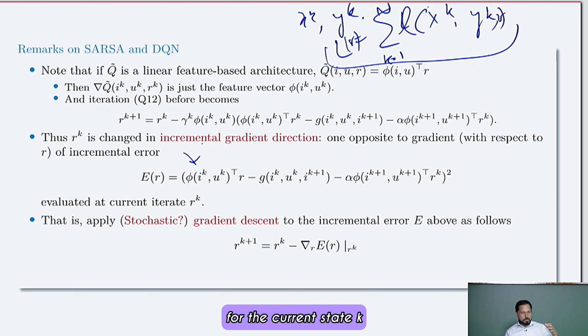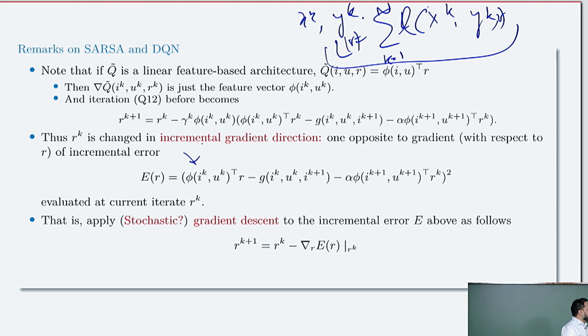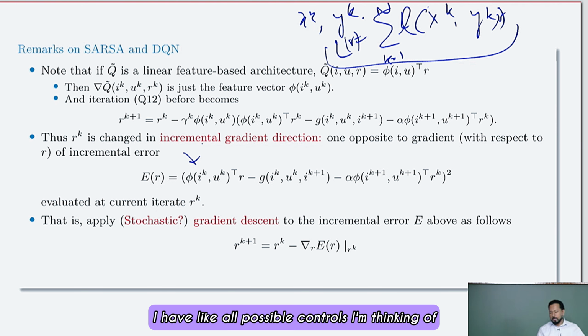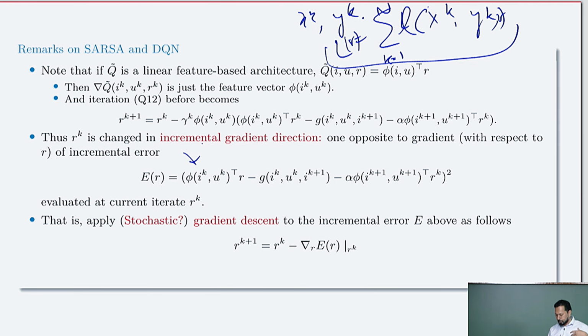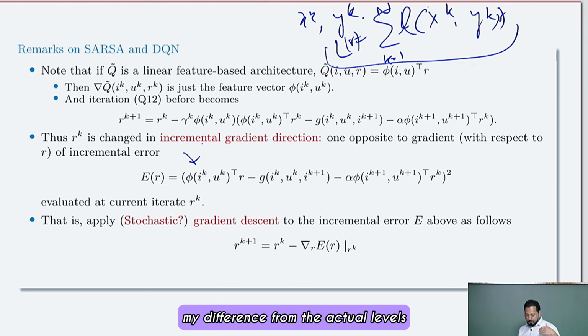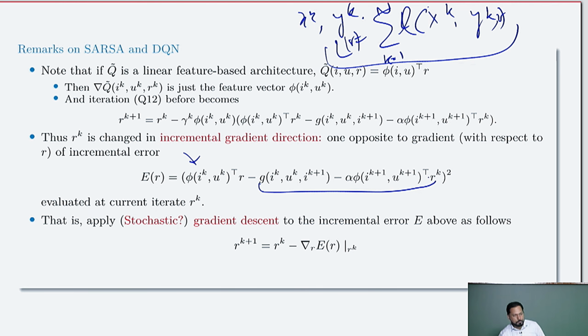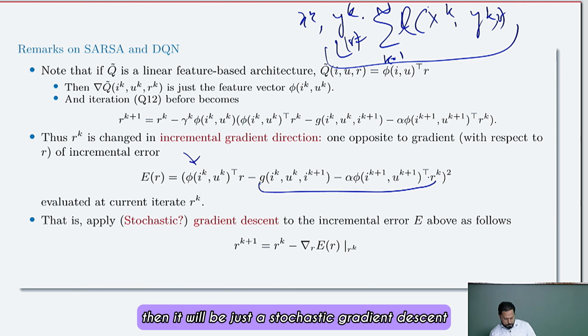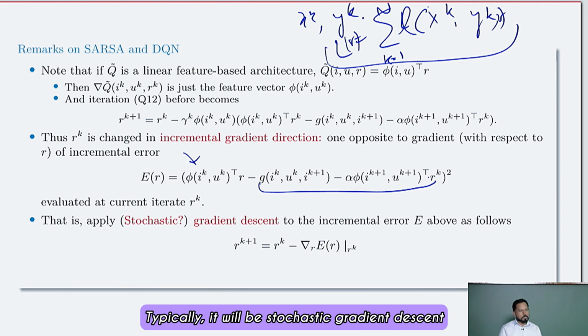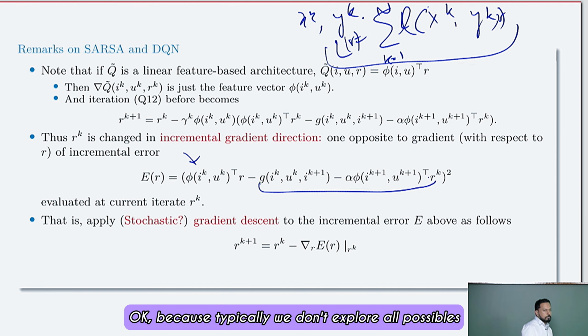for the current state k, I have all possible controls I'm thinking of. So for the current state k, all the possible controls, and then I look at my difference from the actual levels, which are these. If I sum them up, then it will be a full batch gradient. If I do it for samples, then it will be just stochastic gradient descent. Typically it will be stochastic gradient descent, because typically we don't explore all possibilities.